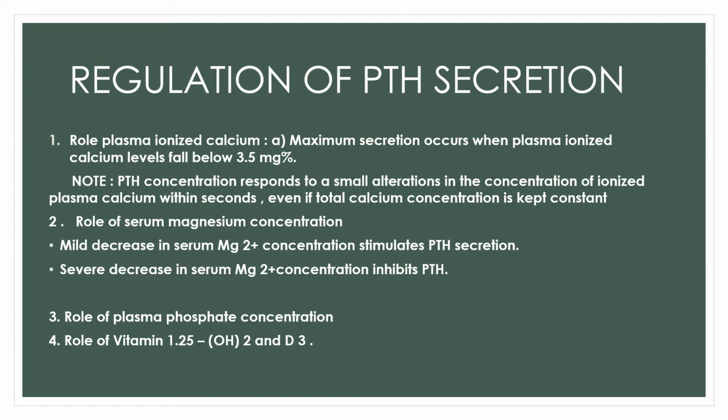Role of serum magnesium concentration, here it is very unique. A mild decrease in serum magnesium concentration stimulates PTH secretion, whereas a severe decrease in the serum magnesium ion concentration inhibits PTH secretion. And the role of plasma phosphate concentration: a rise in plasma concentration of phosphate causes an immediate fall in the ionized calcium concentration, which in turn stimulates PTH secretion. So it's an indirect effect, and phosphate is indirectly responsible for parathormone secretion.